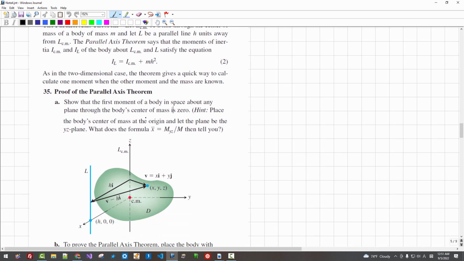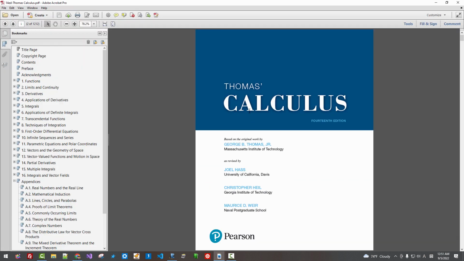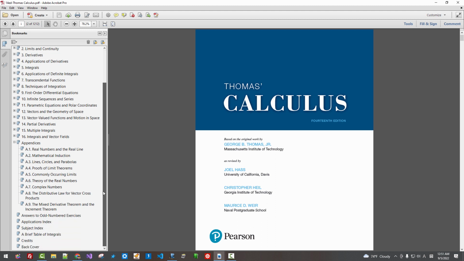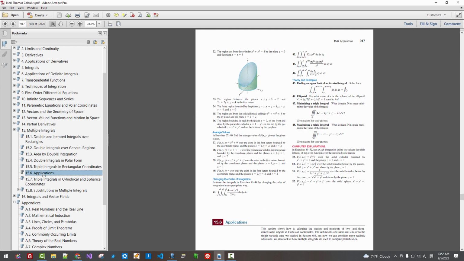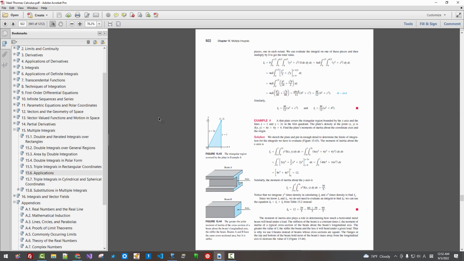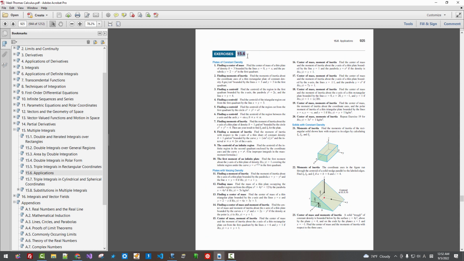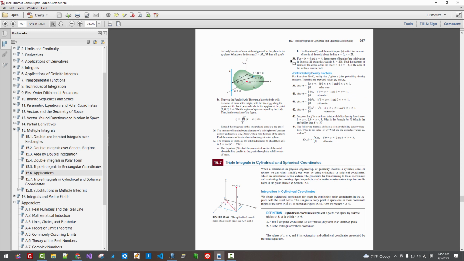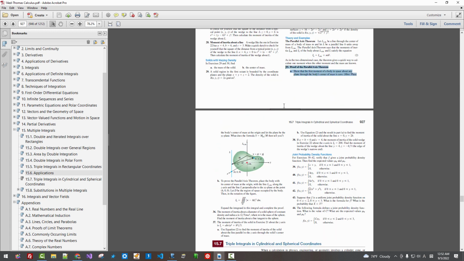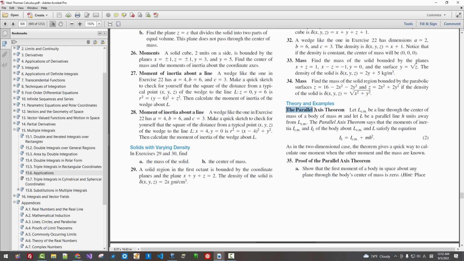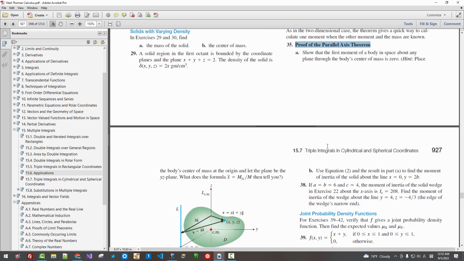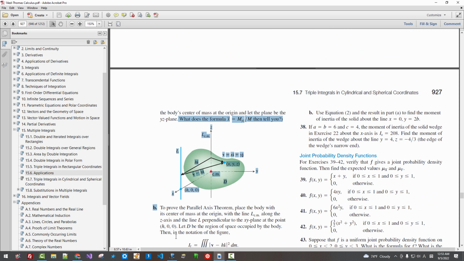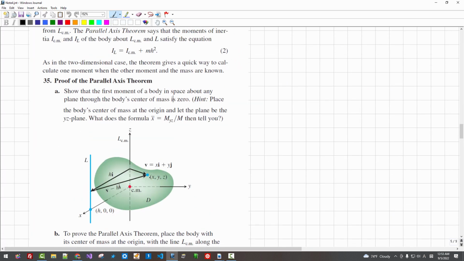I got this problem from Thomas's Calculus, Chapter 15, Section 15.6, Applications. If you scroll down, you can find Exercise 15.6. We are going to solve Problem 35, the parallel axis theorem. Proof of the parallel axis theorem. This is the problem we are going to prove.